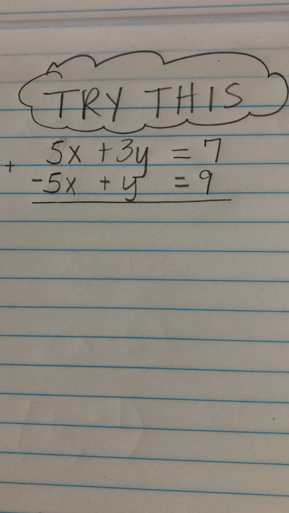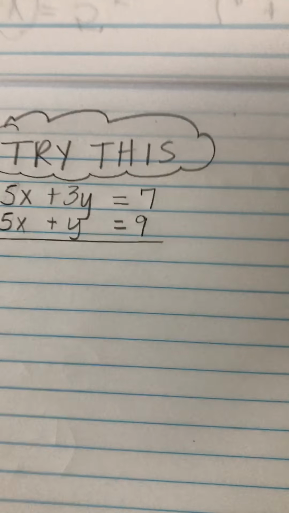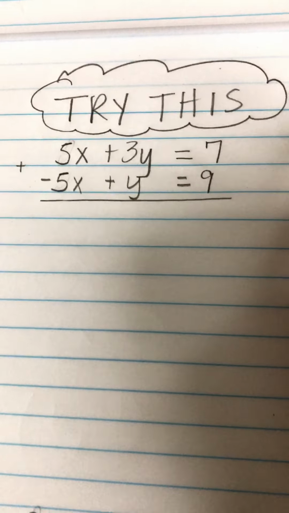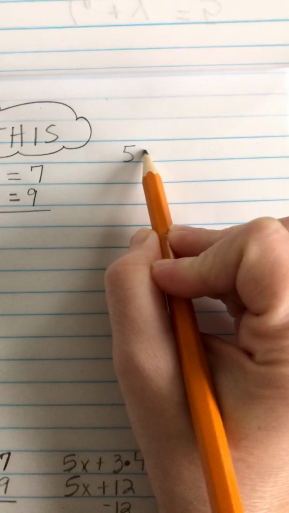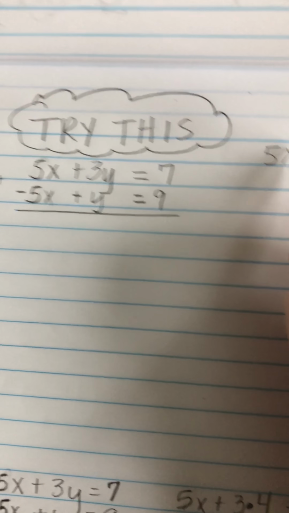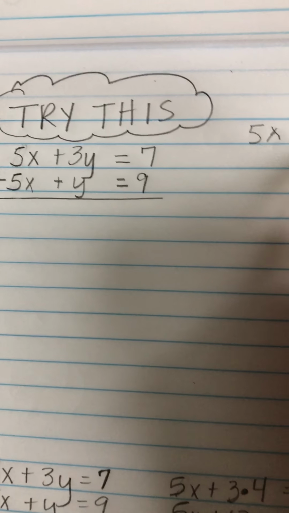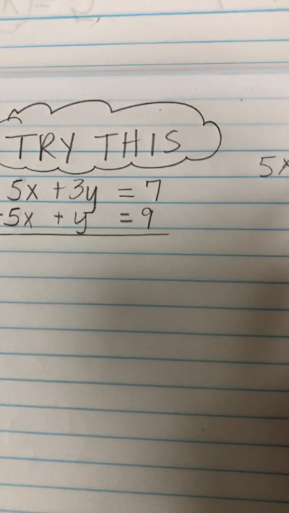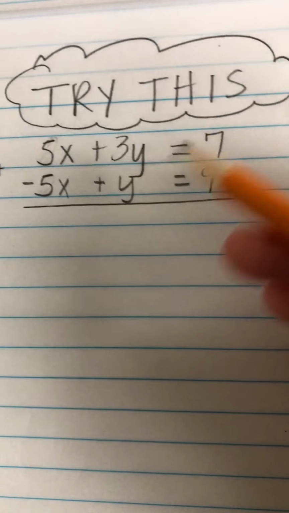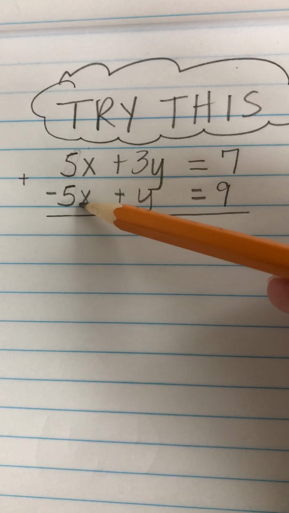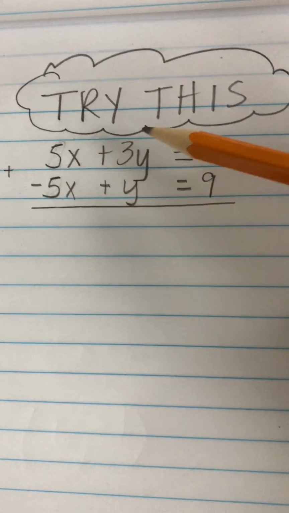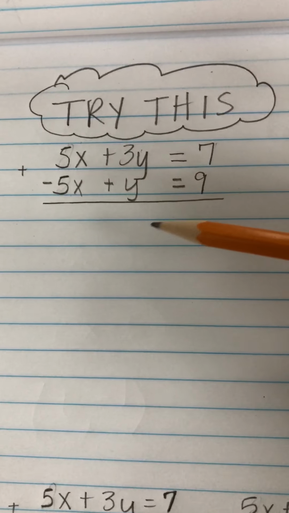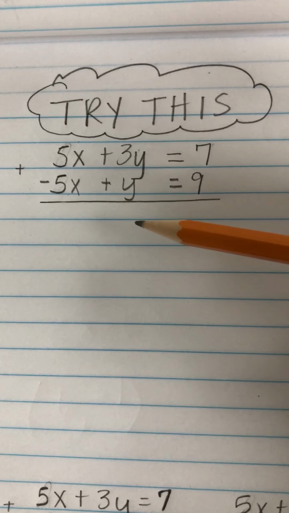Okay, so to solve this problem, it may not always be given to you like this. They may have just given you two equations and said 5x plus 3y equals 7 was one equation, and then listed somewhere else 5x plus y equals 9. So what you've got to do is line them up. We line the x's on top of the x's, the y's on top of the y's, and the number on top of the number. Now I'm going to go ahead and work this out.